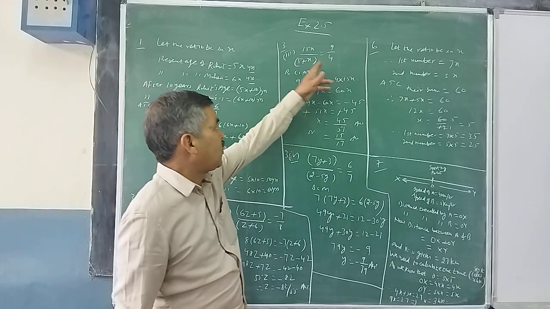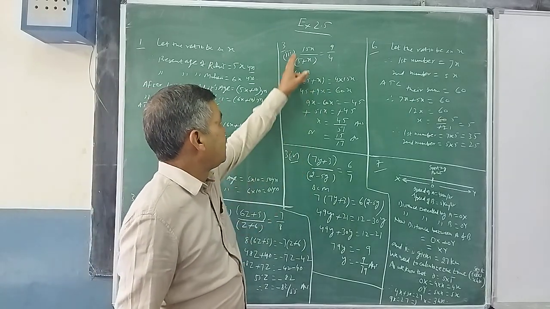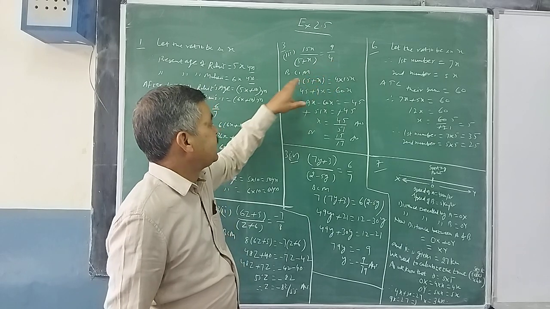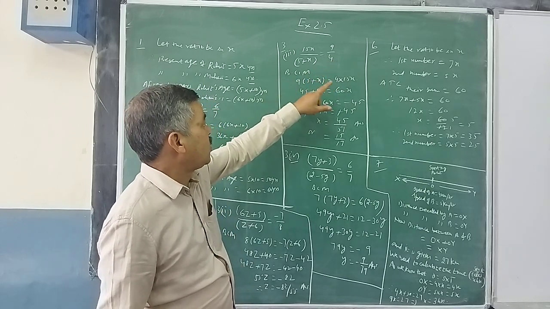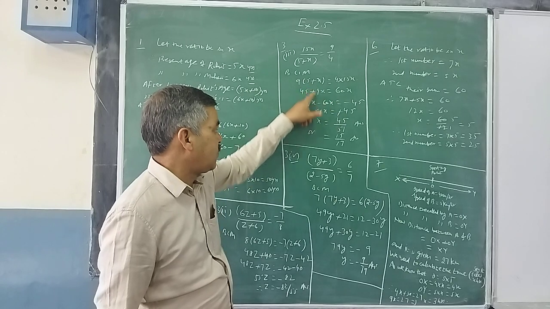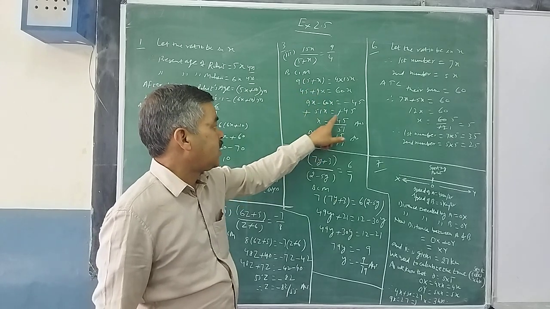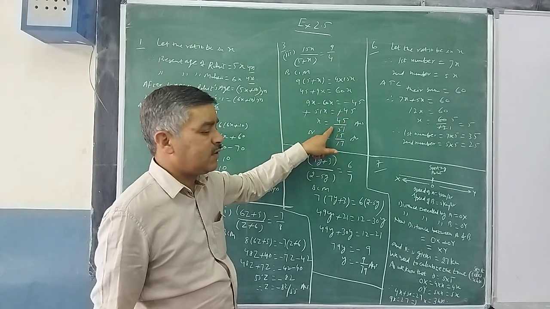The same procedure you can follow for these other two parts. 15 of x upon 5 plus x is equal to 9 upon 4. Do the cross multiplication, get the equation and follow the same rules. Here it is 45 upon 51.